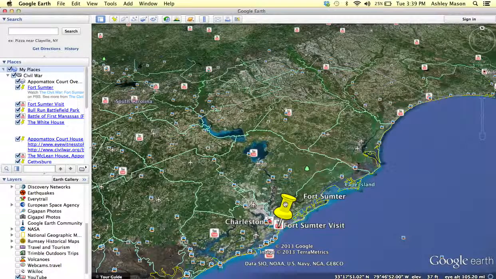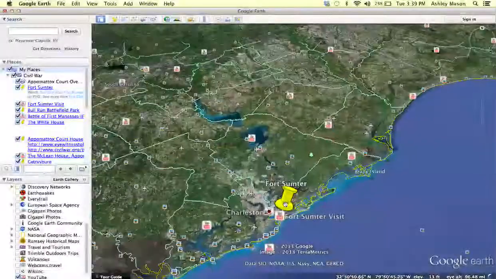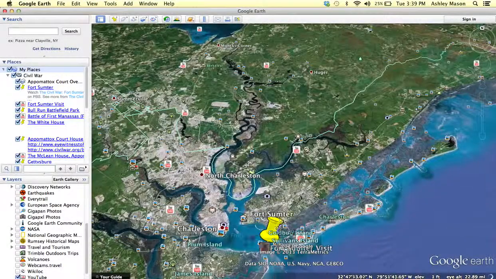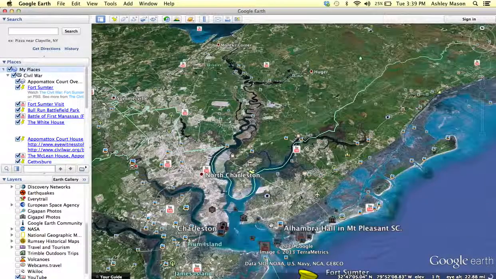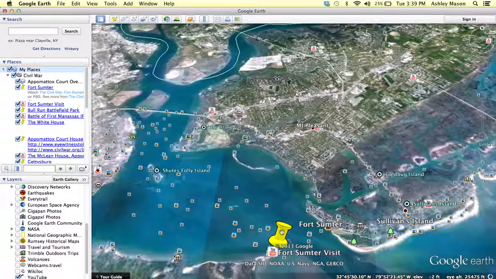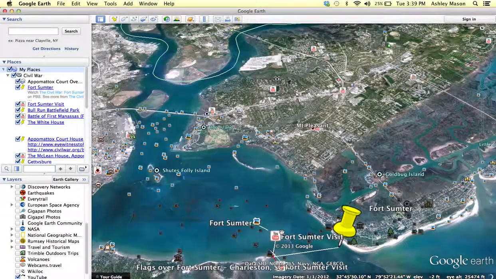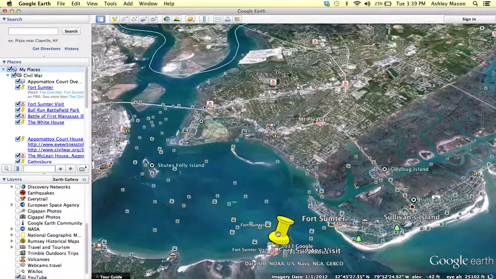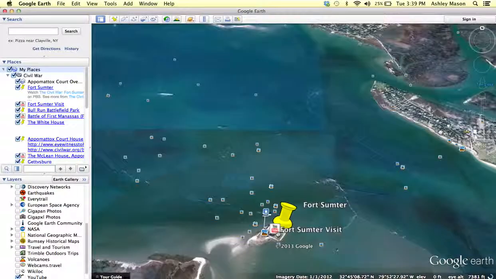Because that's the first place that we're going to go, because South Carolina seceded from the Union and actually fired on and attacked Fort Sumter. So what we're going to have our students do is we're going to take them all the way down to this particular pin, and we're going to explore some layers here.